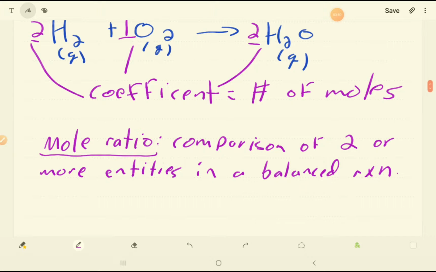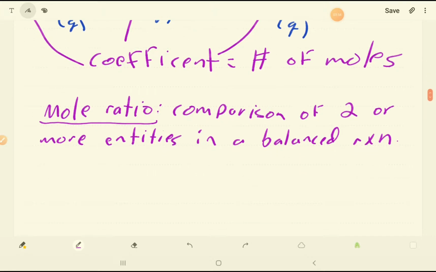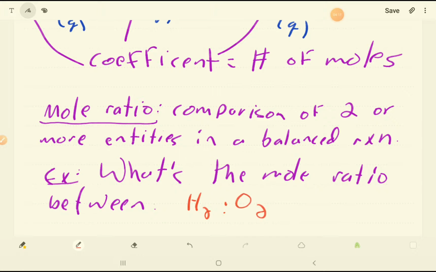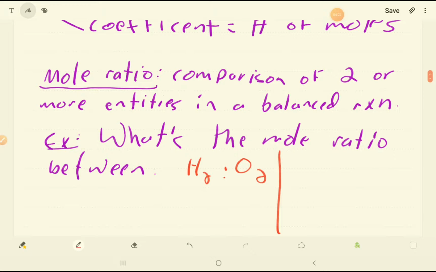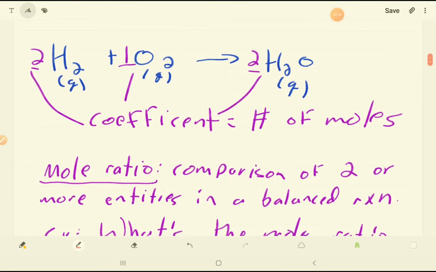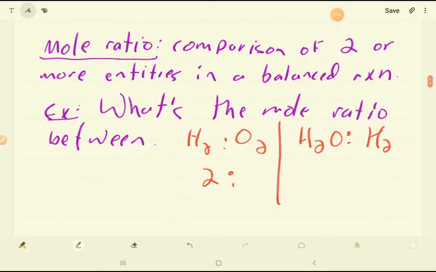And so, for example, let's say we asked you, and we'll do an example over here, what's the mole ratio between, and we would have to get specific on what we're mentioning here. So between, let's say, H2 to O2. So that's 1. And we'll do another one here: H2O to H2. Well, when we refer back to our balanced chemical reaction, we see that between H2 and O2, there are 2 moles of H2 for every 1 mole of O2. So we would write over here 2 to 1.